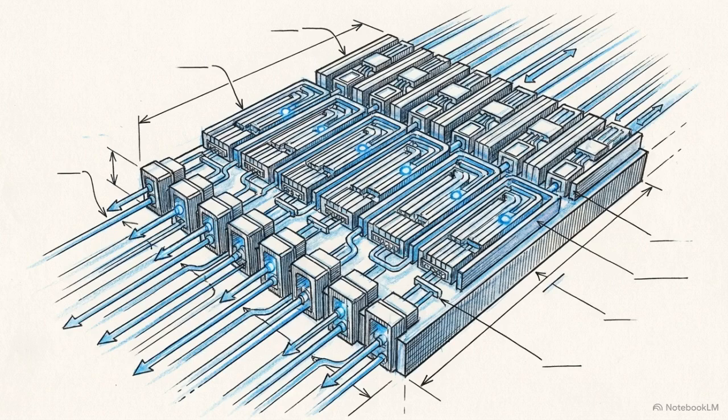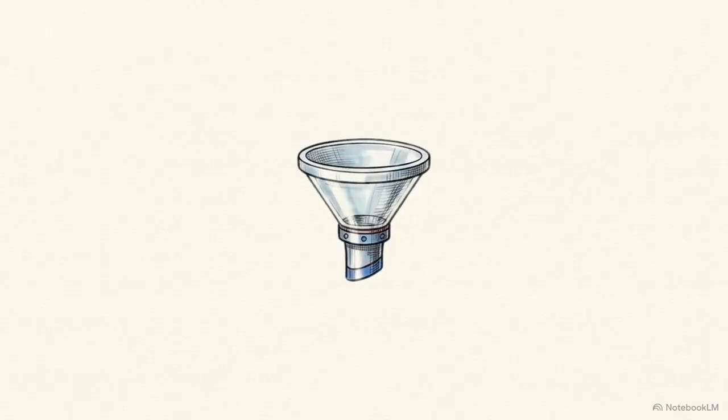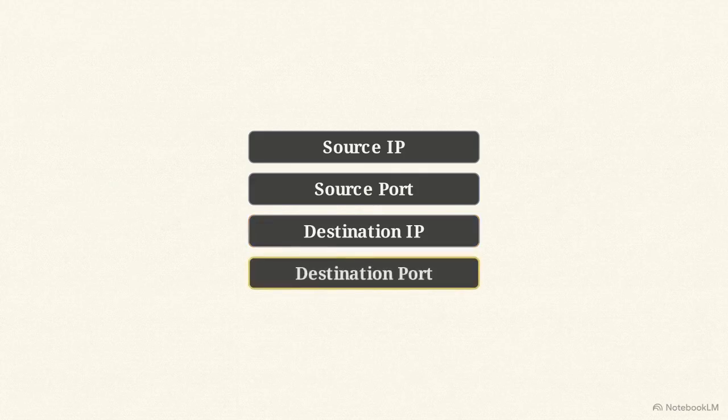The mathematics change entirely when we evaluate connection-oriented transport. Transmission Control Protocol, or TCP, requires strict reliability and perfectly ordered data streams. To guarantee this reliability, TCP abandons UDP's shared funnel architecture. Instead, TCP deploys the 4-tuple rule. It identifies sockets by strictly checking the source IP, the source port, the destination IP, and the destination port.